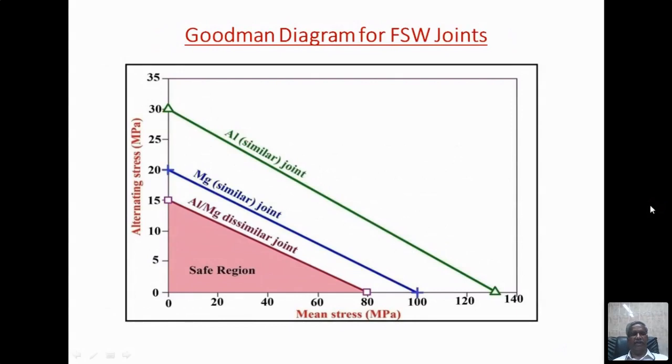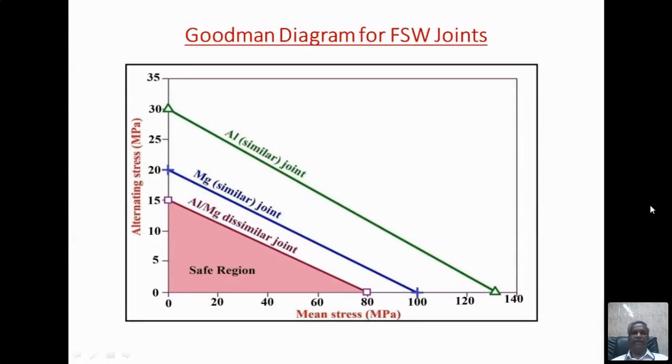We did a lot of work on FSW. This is for the aluminium alloy, the green line, a similar joint. Aluminium with aluminium we joined and tested. This is the fatigue strength, and this is the tensile strength, because it's a Goodman diagram. For this aluminium joint, the safe region is below the green line.